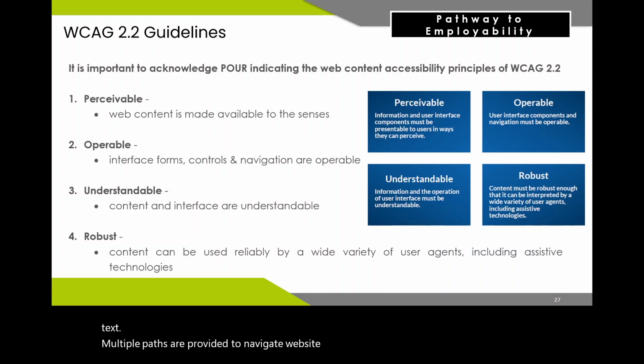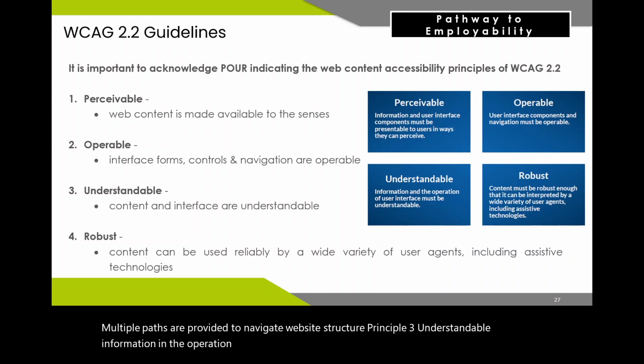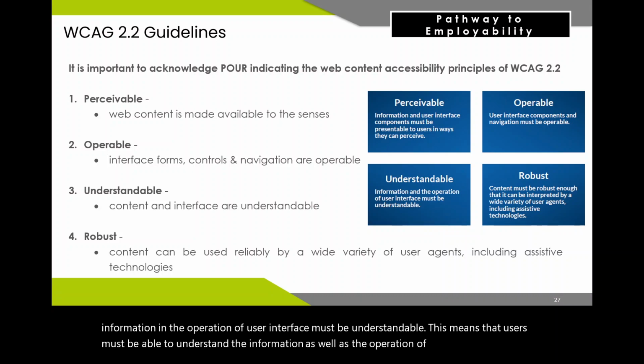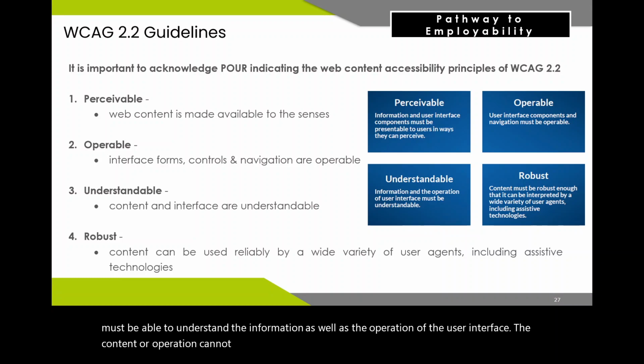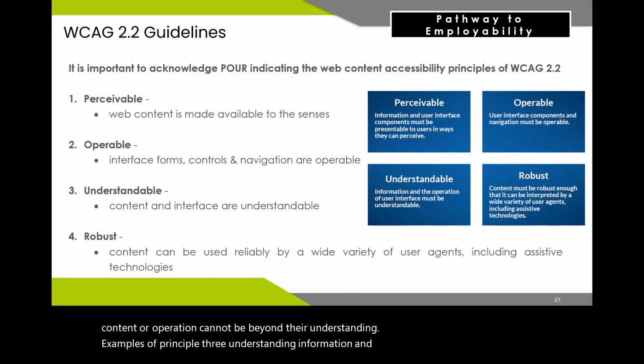Principle 3: Understandable. Information and the operation of user interface must be understandable. This means that users must be able to understand the information as well as the operation of the user interface. The content or operation cannot be beyond their understanding. Examples of Principle 3: Understandable information and understandable user interface.